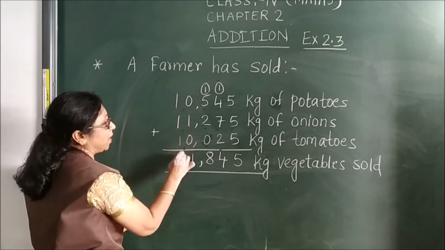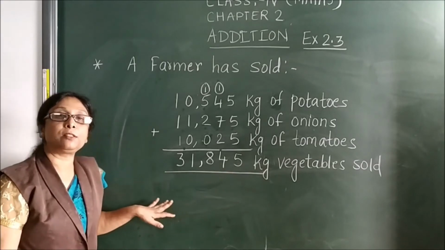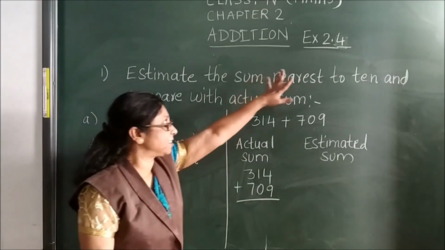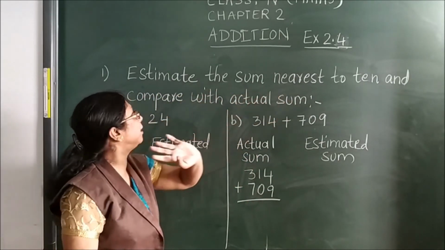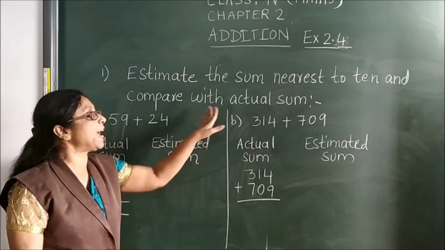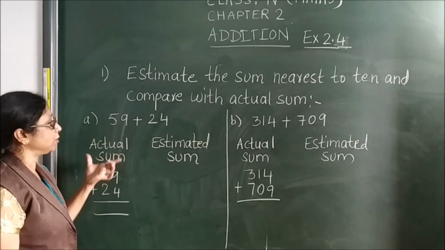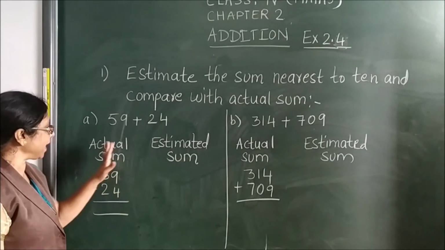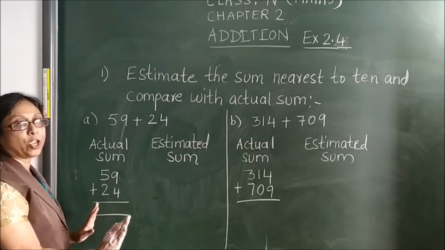plus 1 total 3. So this is the total kg vegetables sold. Now we'll see in exercise 2.4 that is estimate the sum nearest to 10 and compare with the actual sum. So here this is the question and I have written actual sum and I have to find the estimated sum also. Now you see children, actual sum means how we solve addition, same way you have to solve.